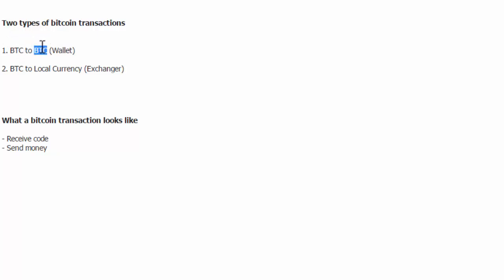Okay, so this is the same as in your local currency. I have an Australian dollar bank account, and if I want to send money to another person who has an Australian dollar bank account, then I send them Australian dollars, and those Australian dollars go from one account to the next. Exactly the same here. From one Bitcoin wallet to another Bitcoin wallet, you can send and receive money.